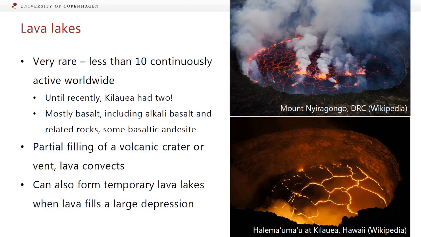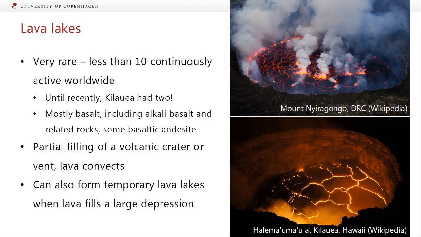So these are mostly basalt, but you get some lava lakes made of alkali basalts or related highly alkaline rocks. Mount Nyiragongo in the Democratic Republic of Congo is the biggest on Earth, I think, and this is one of these very, very alkaline lava compositions.